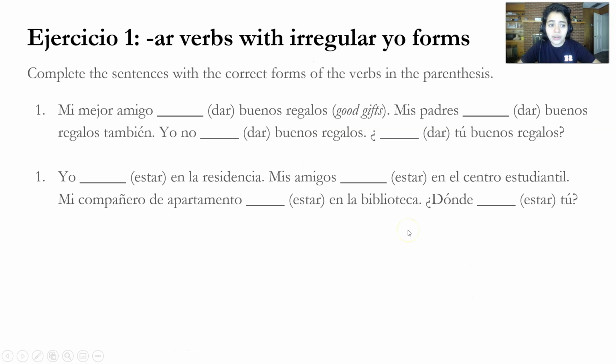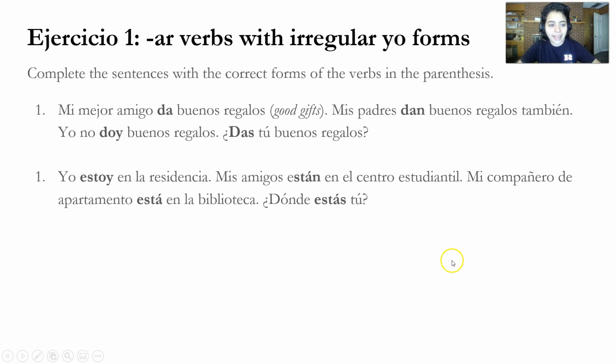Okay, we're going to do an exercise. Complete the sentences with the correct forms of the verbs in the parentheses. I hope you already have memorized how to conjugate that. And here you can check your answers.